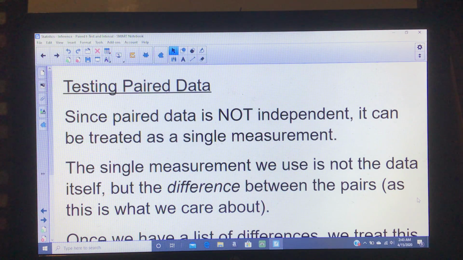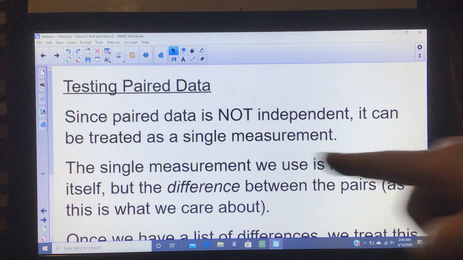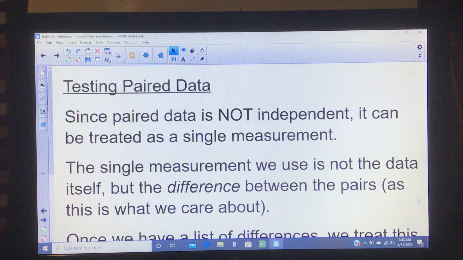So how do we perform these? The good news is it's basically a mix of ideas from the two sample procedure and the one sample procedure. So testing paired data, the first part says, since paired data is not independent, the genius of this is that we can actually treat it as a single measurement. So instead of working with the two pairs of data and the two lists, we can actually combine them to form one list of data. So that's kind of the smart thing about this.